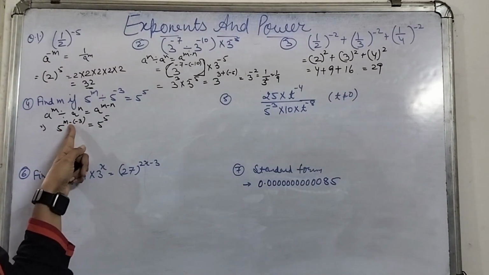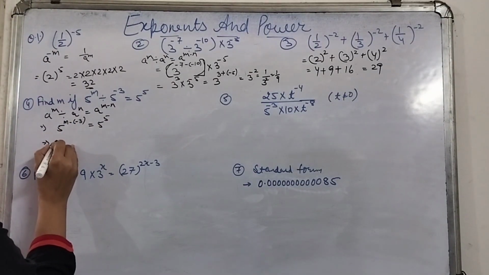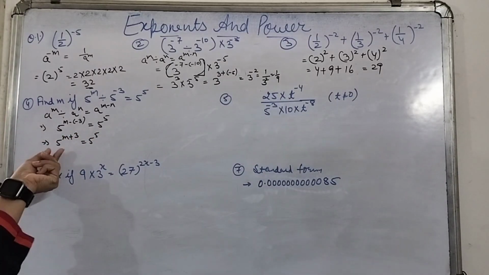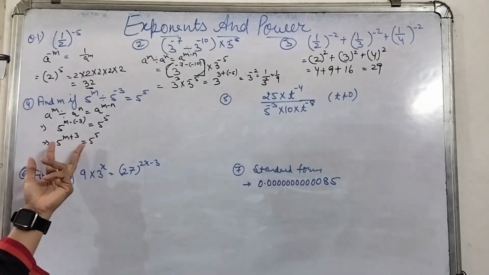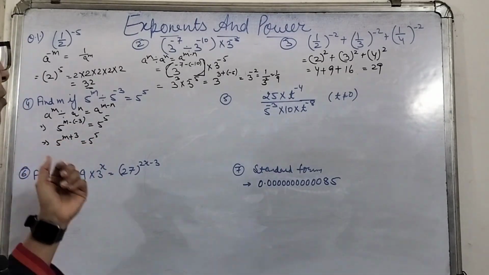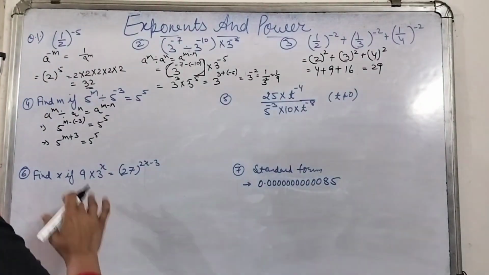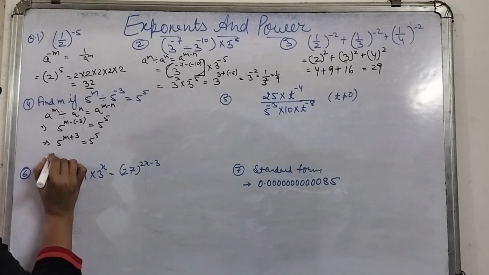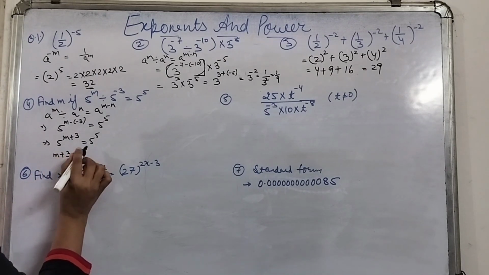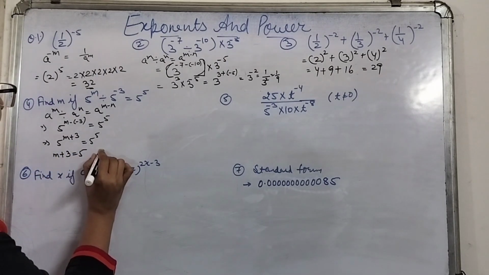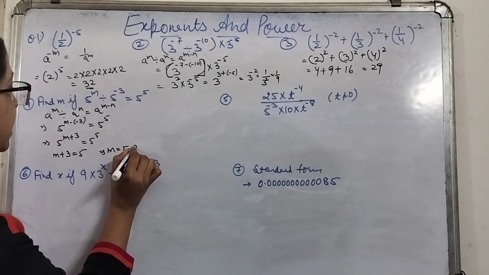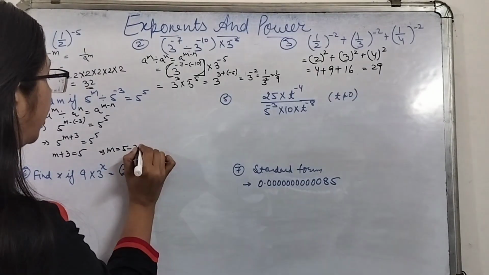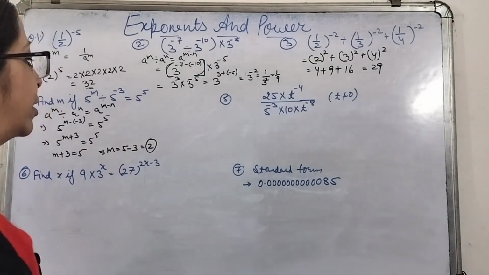Minus into minus will become plus, so this will be your 5 raised to the power m plus 3 is equivalent to 5 raised to the power 5. Now in the LHS part and in the RHS part, both the parts your base is your 5. So what we will be doing is we will be equating the powers. If bases are same, the powers will be same only. It will be m plus 3 is equivalent to 5. And if m plus 3 is 5, so value of m will be 5 minus 3. This plus 3 will go in RHS, will become your negative. And it will be 5 minus 3 is 2. So value of m will be your 2.